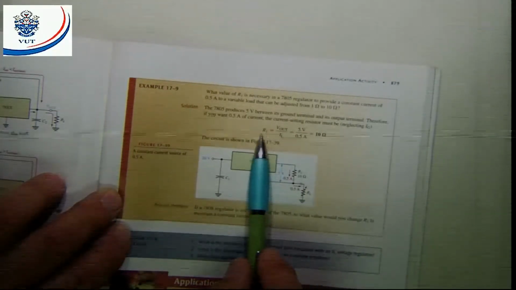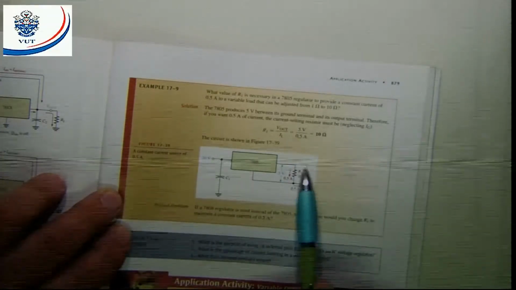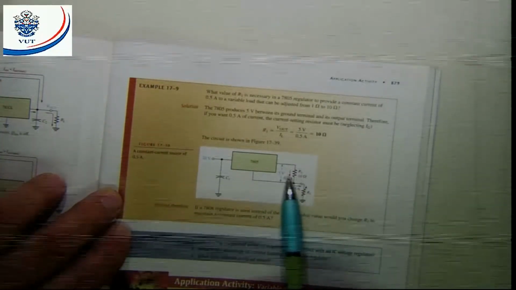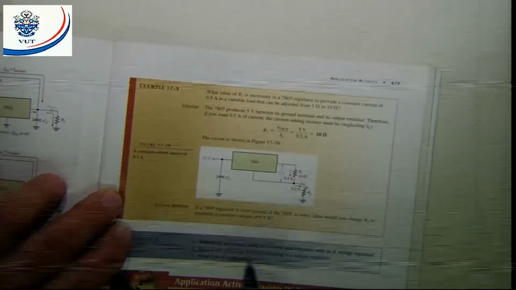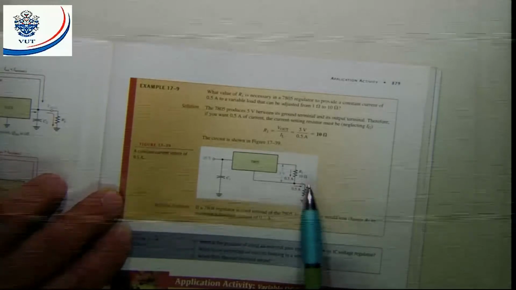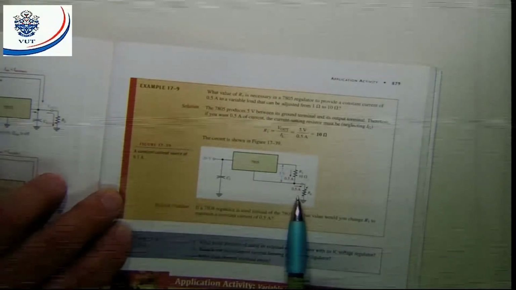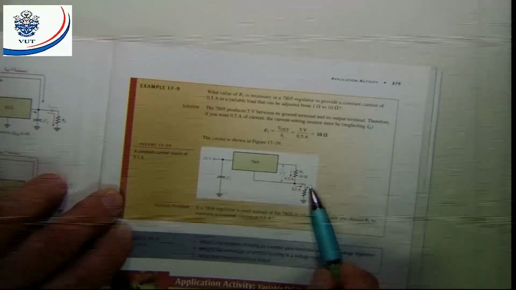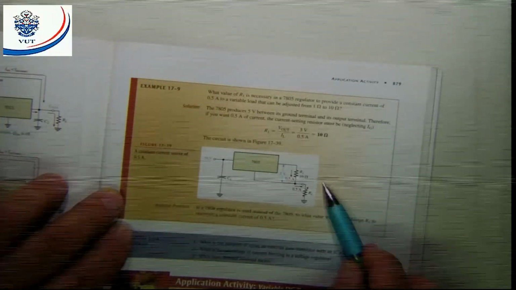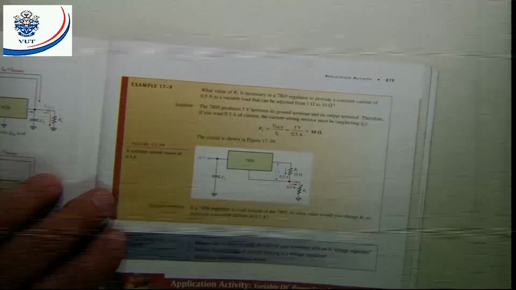then I say R1 is VR divided by IL, and that'll give me 10 ohm. If I put a 10 ohm there and there's 5 volts across there, it will give me 500 milliamps, or 0.5 amps. Now, if I put a short circuit there, there will be 0.5 amps flowing. If I increase that resistor, there will still be 0.5 amps flowing there. If you make it too large, then it won't be able to keep a constant current. That's the end of the story.